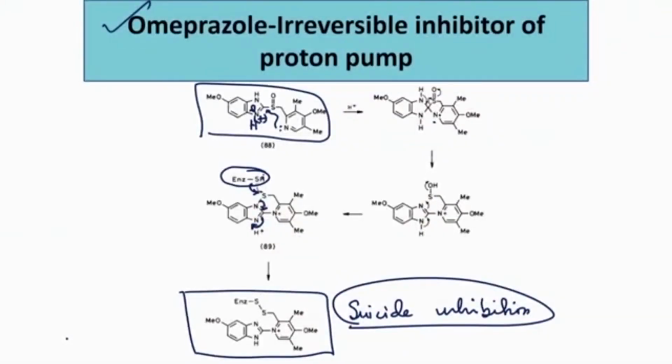And then the proton pump inhibitors, these proton pump inhibitors are suicide inhibitors, and it is catalyzed in presence of high acidity, because the first step is basically protonation, and that protonation is the driving force for formation of an enzyme transformed substrate via a covalent bond. So, that is called suicide inhibition.